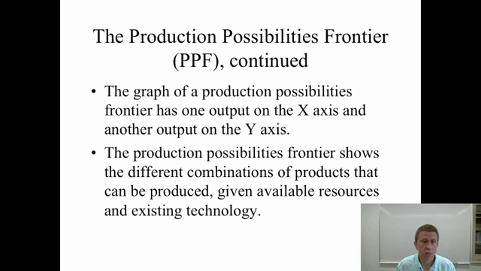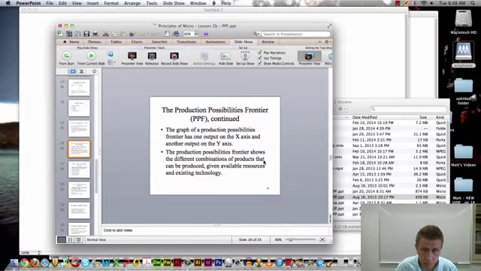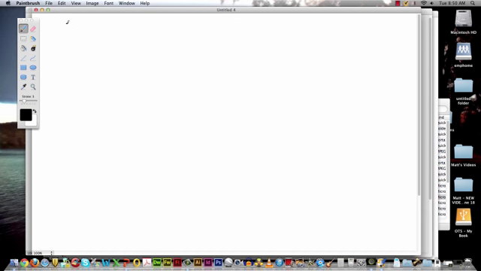So what I'll do is take a moment and draw out what I call a generic looking PPF without focusing on the specific products. To draw out the PPF, we're going to have a y-axis and an x-axis. And the PPF shows the maximum of 2 different outputs that can be produced. And we're going to label these PPF.